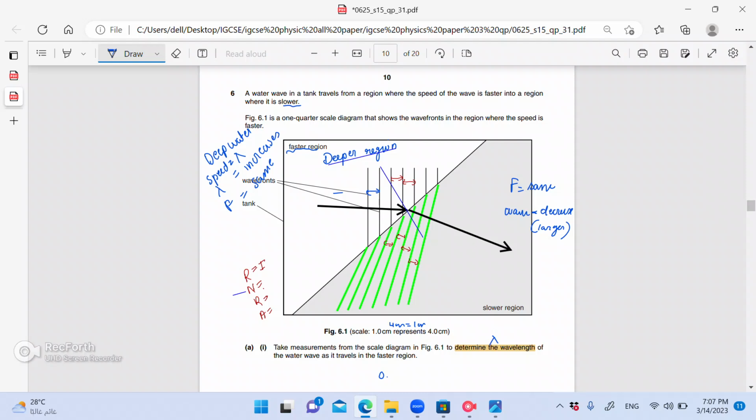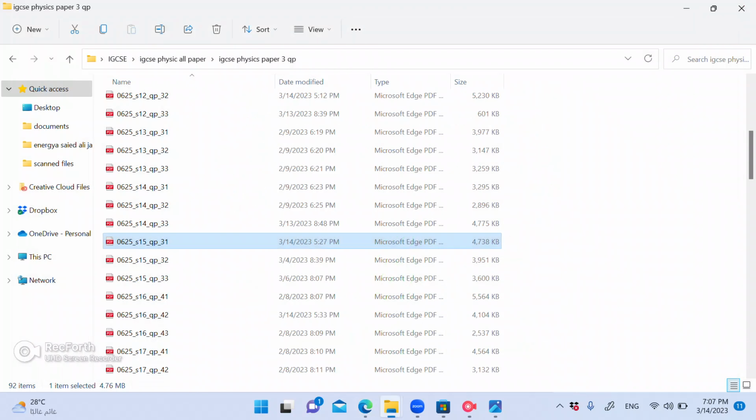But in shallow water it is the opposite. Speed decreases, wavelength decreases, and frequency is the same everywhere. Speed decreases, this also decreases. So how will you draw this one?